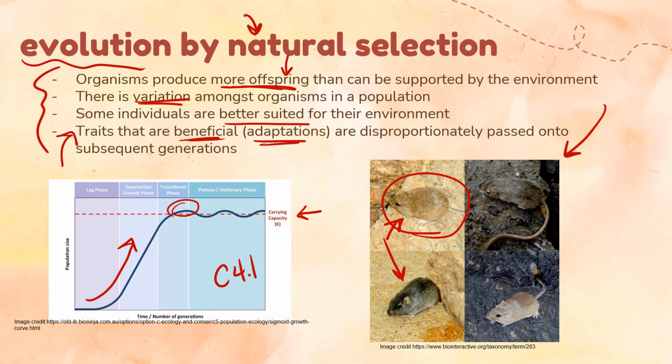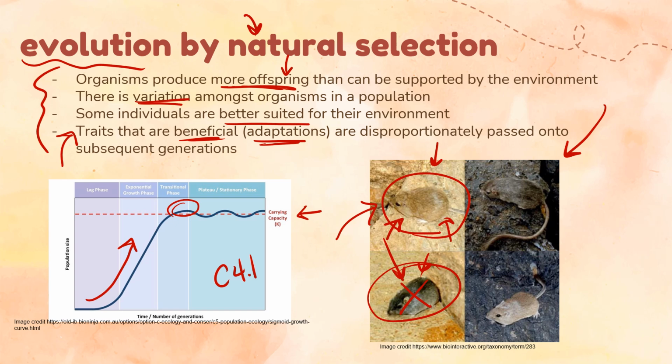This guy living in the sandy parts of the southwestern United States is able to outcompete this guy because it's camouflaged. Predators are more likely to spot this guy, more likely to eat that guy. This guy is less likely to survive and reproduce and pass on that darker colored fur to its offspring. And so this is going to be selected for by the environment.